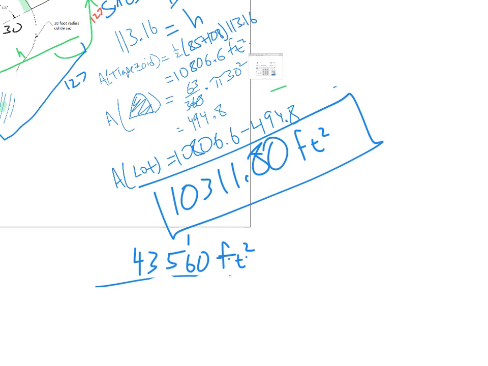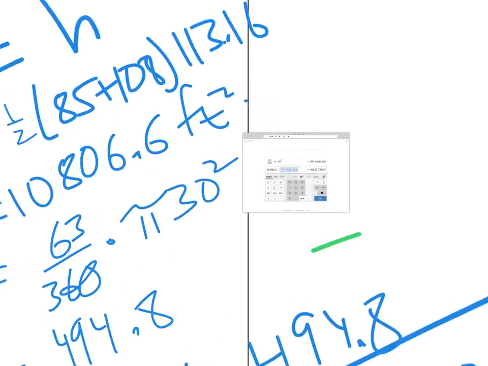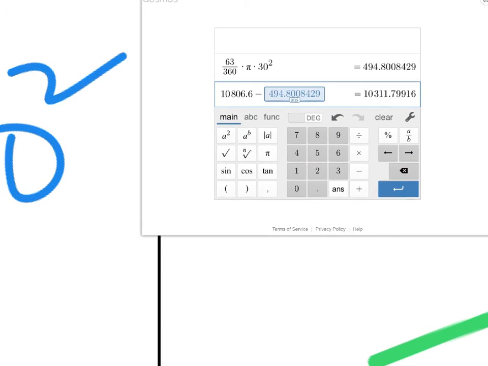We're going to go 1 over that and multiply that by 10,311.80 square feet. And remember, it doesn't matter what's down here. What does matter is that these are opposite of each other. So we're going to divide that number by 43,560. So 10,311. There it is.